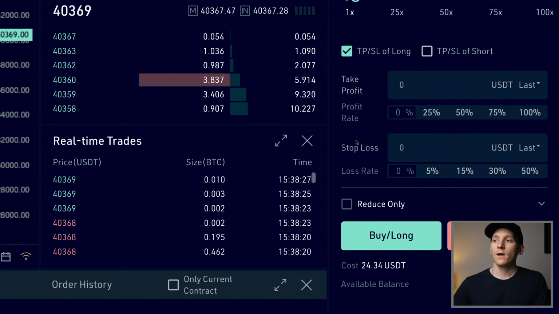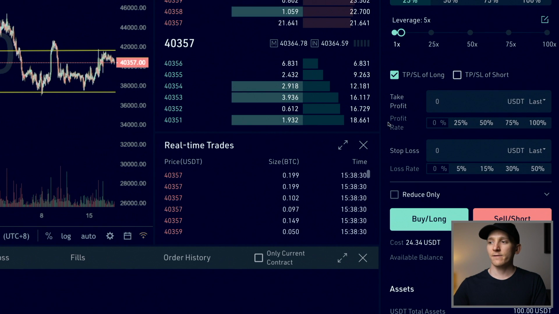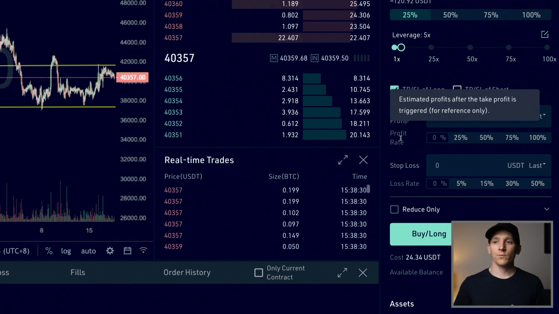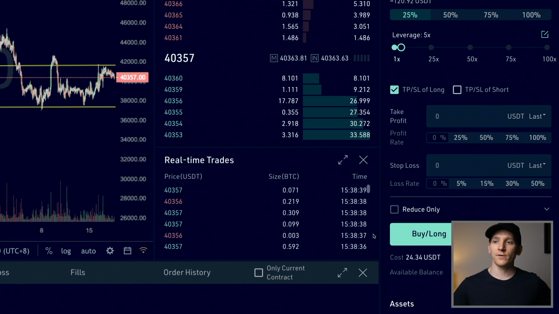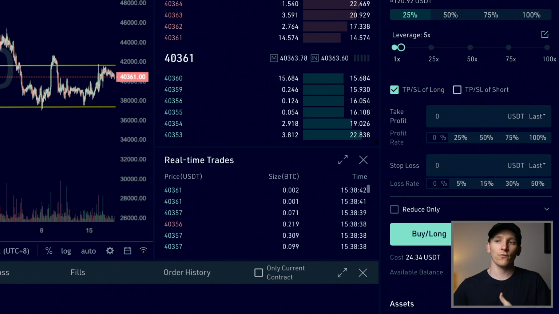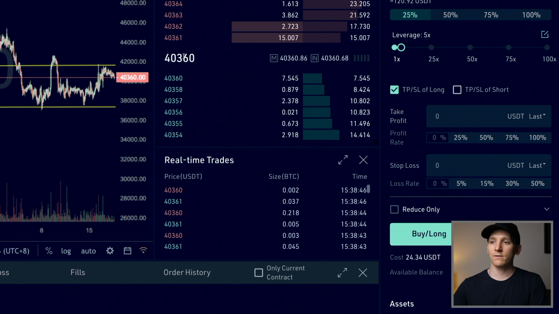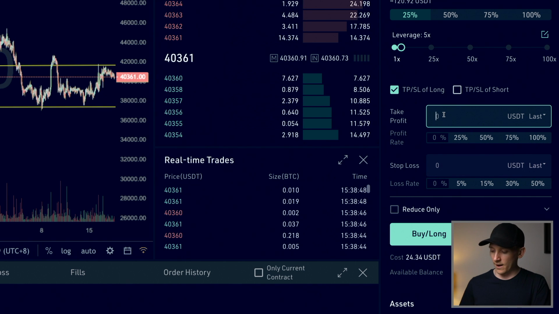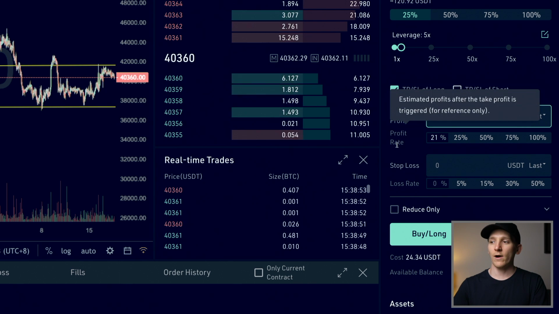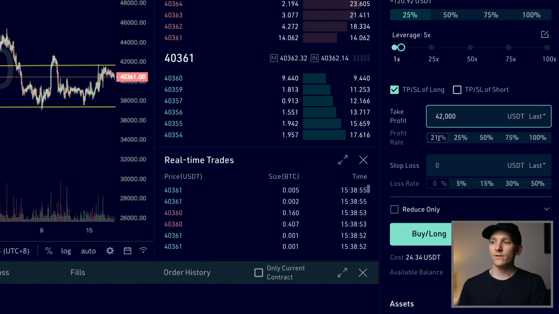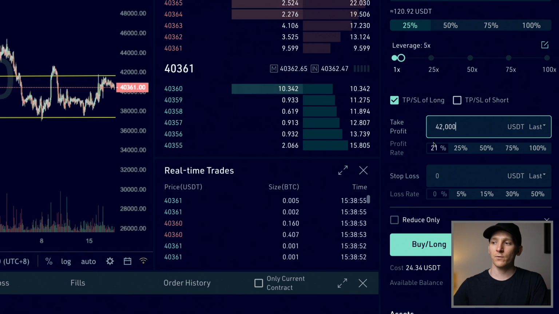What are they? Well, a take profit is obviously a price where you want to sell and get out at a profit. Now that's different if you're going long or short. Going long means you want to buy at a price, say 40,000, and then sell above that. So let's say the price is 40,360. I want to take profit at 42,000. And you can see it works out my profit rate at 21%. So if I get in at 40,361 and get out at 42, my profit rate is 21%.